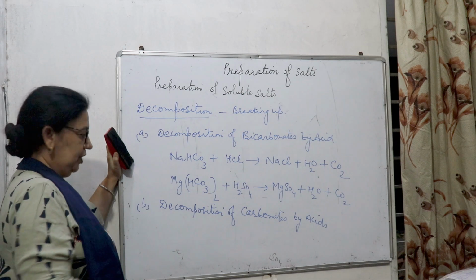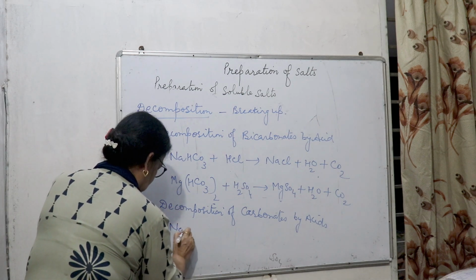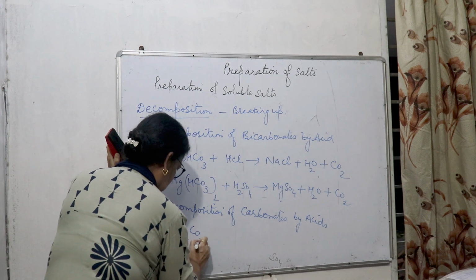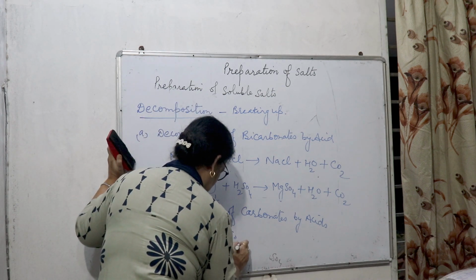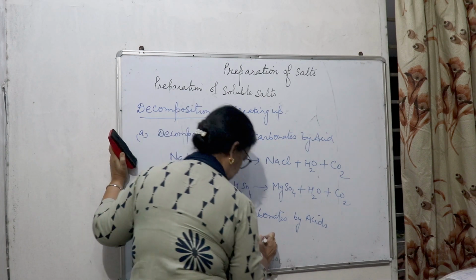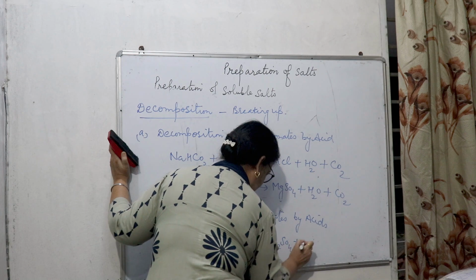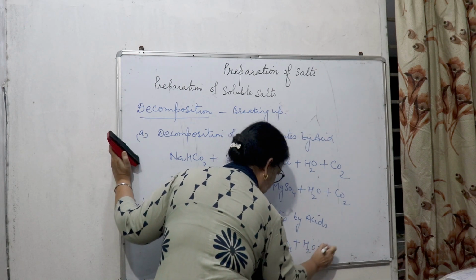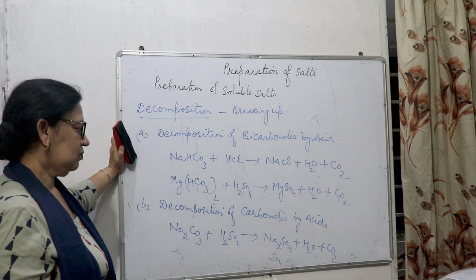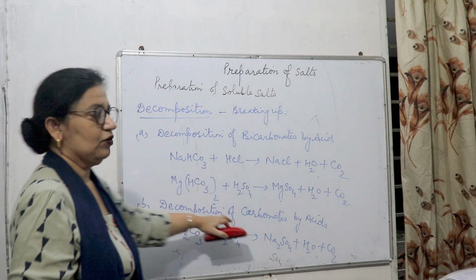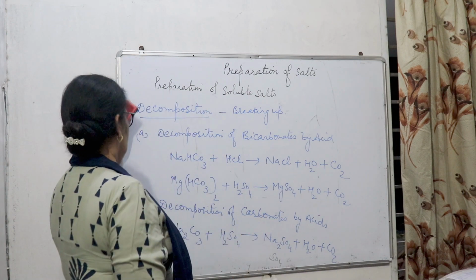Decomposition of carbonates by acids, like sodium carbonate plus H2SO4 gives sodium sulfate plus water plus carbon dioxide. So this is decomposition of carbonates by acid, and this is a soluble salt prepared.